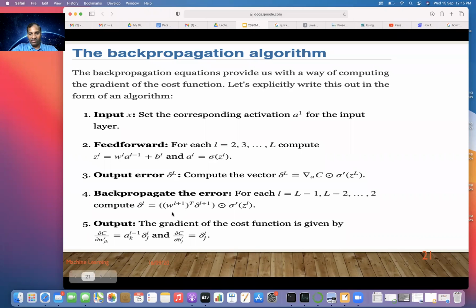Compute delta L equal to W of L plus 1 transpose delta of L plus 1, dot sigma prime of ZL. So from the previous step, you will get delta L, then delta L plus 1, those things. Output, the gradient of the cost function is given by delta C by delta WJKL equals AKL minus 1 delta JL, and delta C by delta BJL equals delta JL. So mathematically, it may look complex. You don't need to worry about this. The basic thing is we are computing from the first layer to the last layer. Then the error is corrected from the last layer to the first layer.